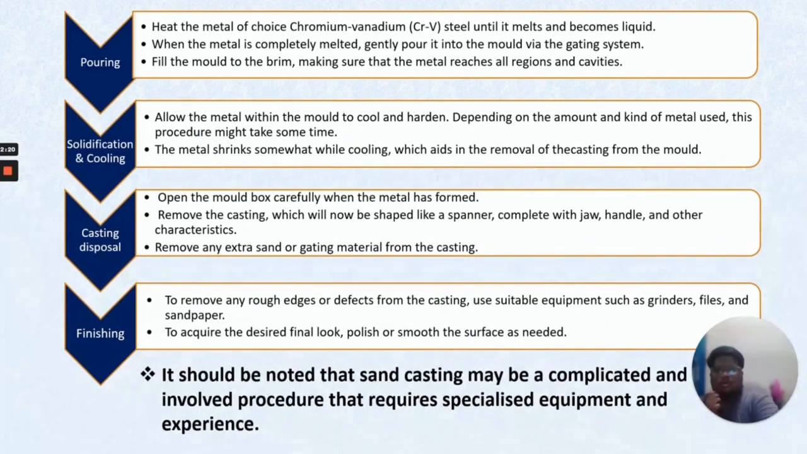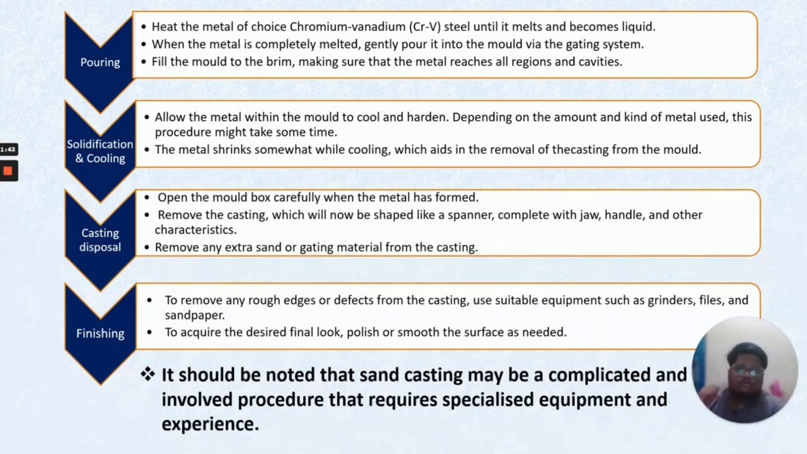So next is melting. Heat the metal charge, which is chrome vanadium steel, until it melts and becomes liquid. When the metal is melted, gently pour it into the mold gating system. Fill the mold to the brim, making sure the metal reaches all the edges and cavities. This is solidification and cooling. Allow the metal within the mold to cool and harden, depending on the size of the cavity used. This is followed by removing the casting from the mold.